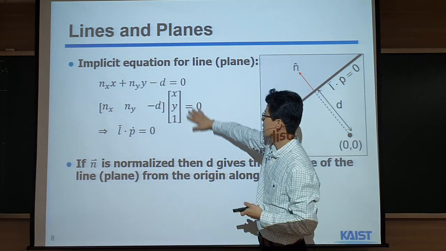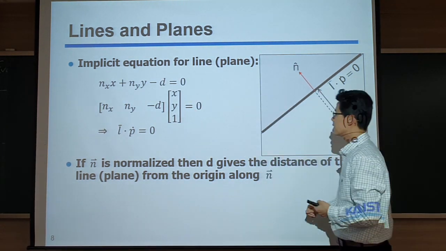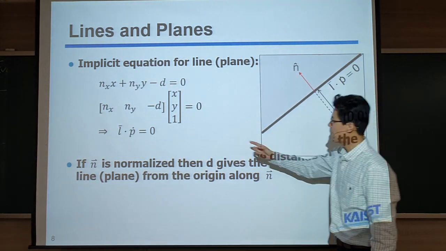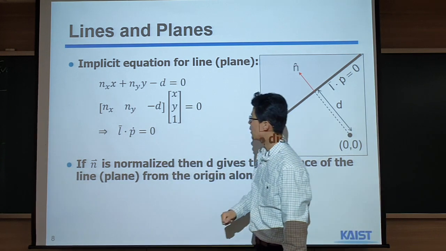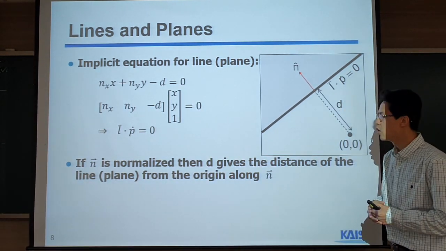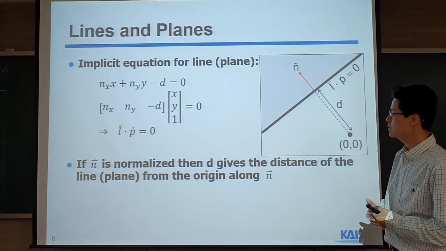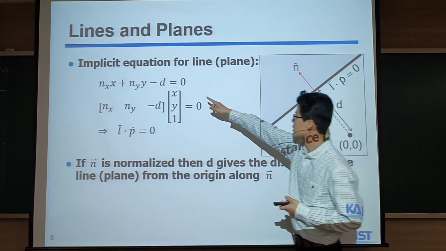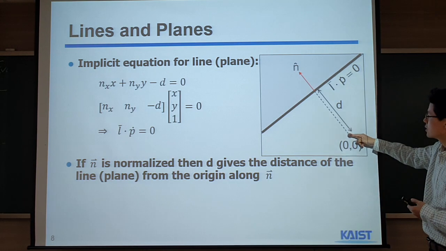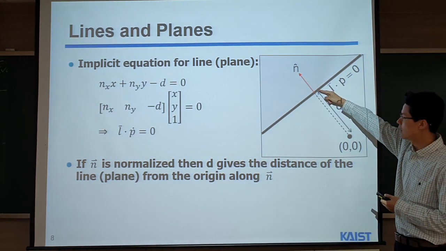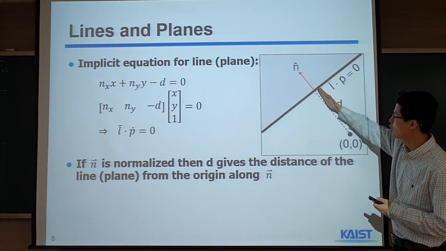These are equivalent representations of a line, and you might remember that in this case nx, ny, I just treated as the normal vector n here. That normal vector is normalized, in other words, the unit vector. Then the d value here gives the distance from the origin to this line along that normal direction.